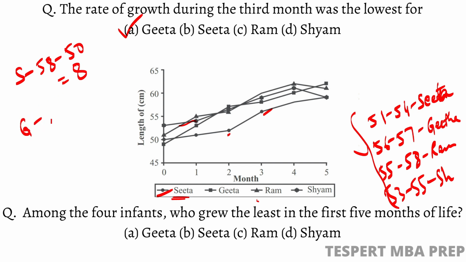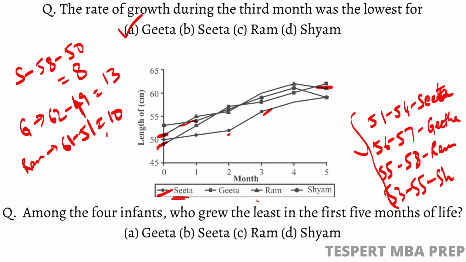And for Geeta, the final value is touching 62 and the initial value is almost 49, so the difference is 13. For Ram, the initial value is 51, whereas the final value is around 61, so 61 minus 51 is equal to 10. And moving on to Shyam, the final value is almost 58 and the initial value is 53, so the difference is 5.